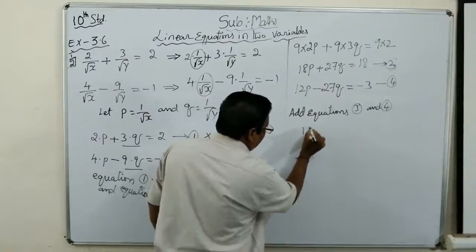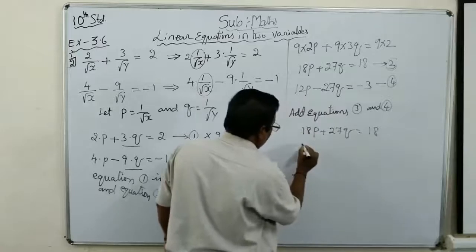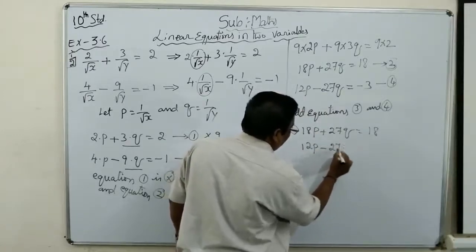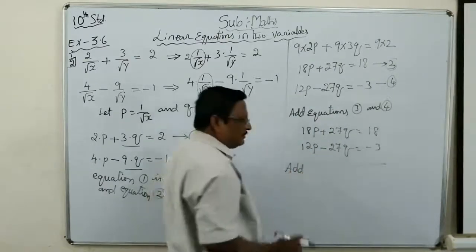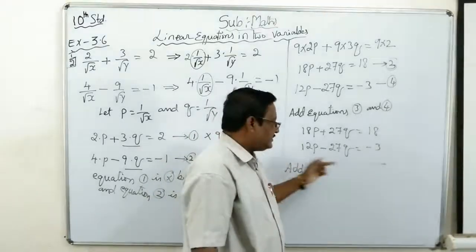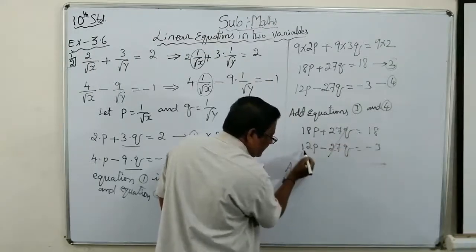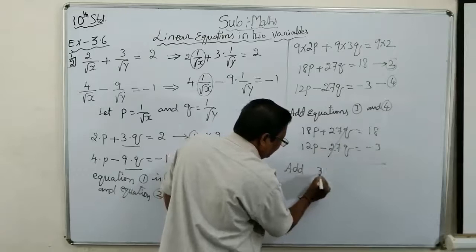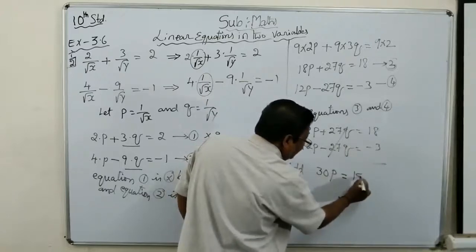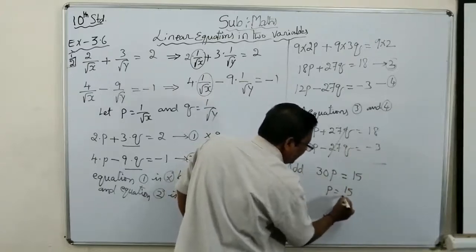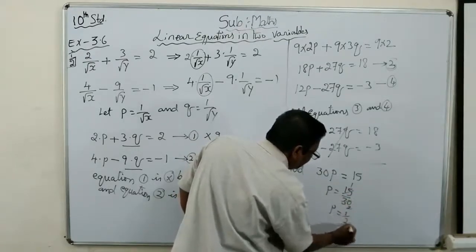See, 18p plus 27q is equal to 18, and 12p minus 27q is equal to minus 3. Add means there is no change in signs. Here plus and minus get cancelled. 12 plus 18, 18 plus 12, 30. P is equal to, here 18 minus 3 is nothing but 15. P is equal to 15 by 30. 15 ones are 15, 15 twos are 30. P is equal to 1 by 2. This is the p value.